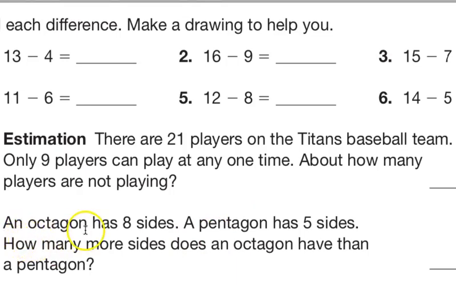Okay, let's go to the next and last problem. An octagon has 8 sides. A pentagon has 5 sides. How many more sides does an octagon have than a pentagon?